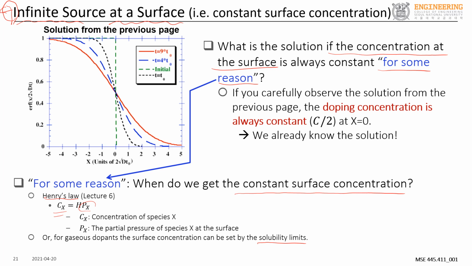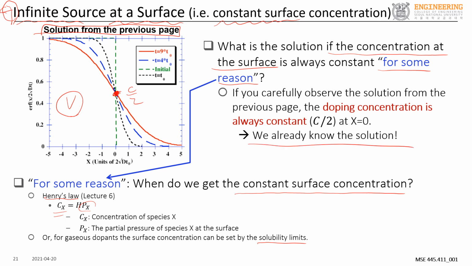So anyway, if we have the infinite source at the surface, what's going to happen? And again, we are going to use the previous solution. If you look at the solution from the previous page, this figure, we already talked about that. There's one point here where the concentration never changes. It's always C over 2. So the concentration doesn't change. So basically it's giving you a constant surface concentration, just like we discussed.